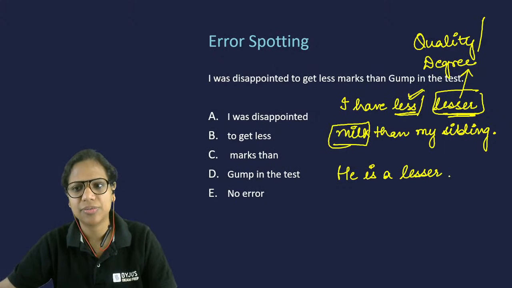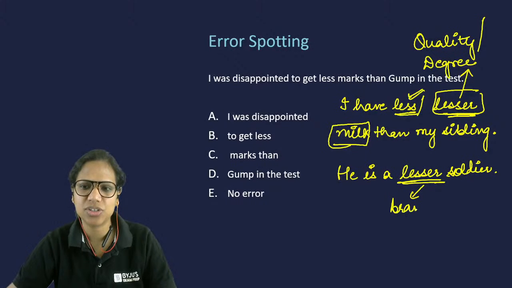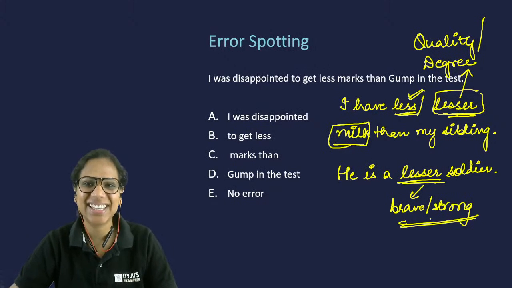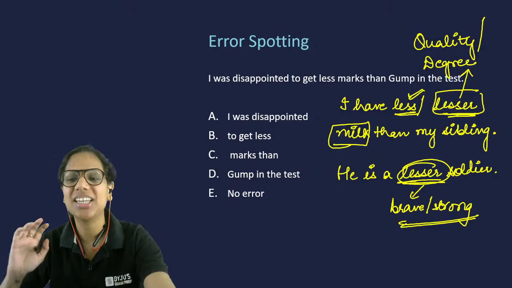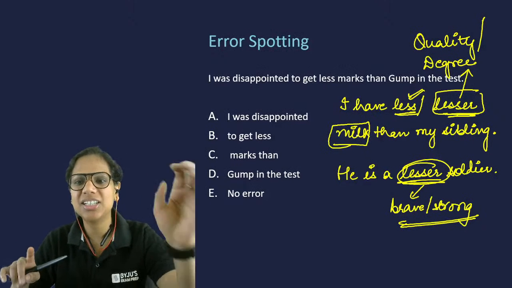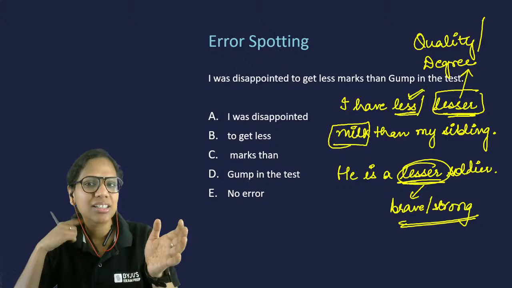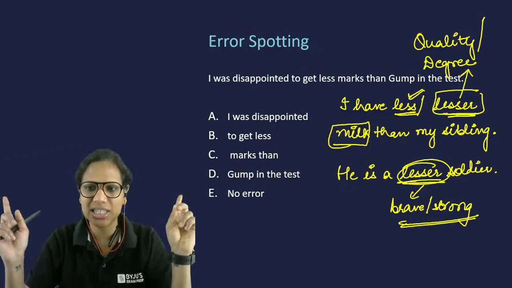Let's take that. He is a lesser soldier. It means he's not as brave as the other soldiers, not as strong as the other soldiers. So it's about the quality of a soldier that he is, right? We do not use lesser for quantity. ये याद रखना. ठीक है? Hope this is clear. Few versus little, fewer here, and in quantity comparisons, never lesser.